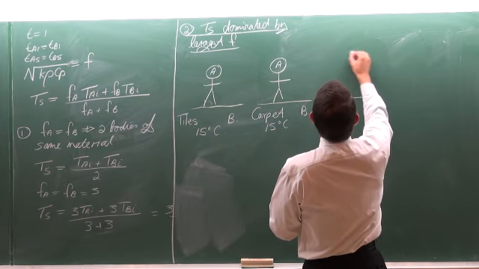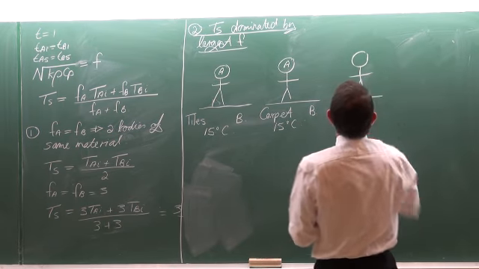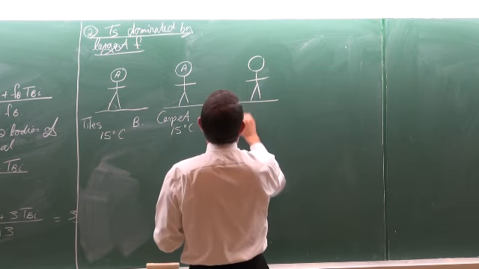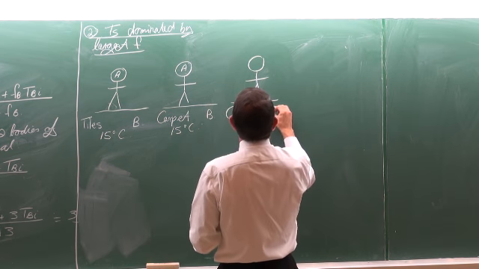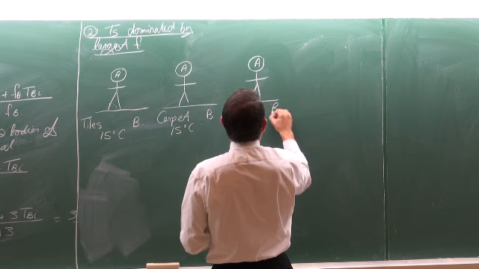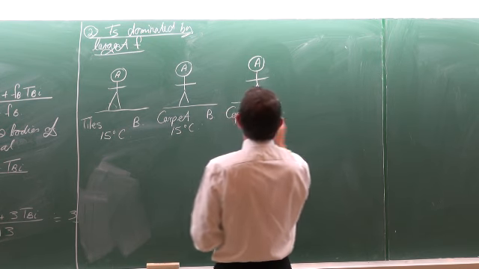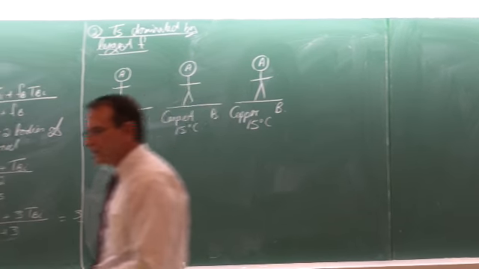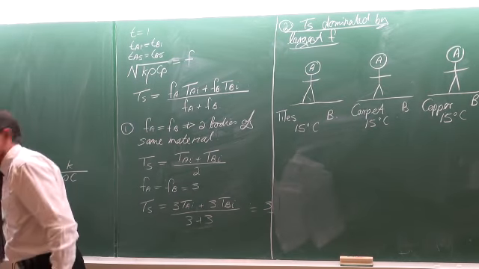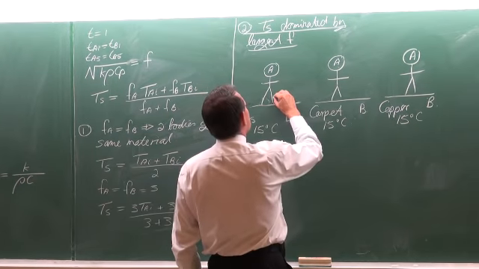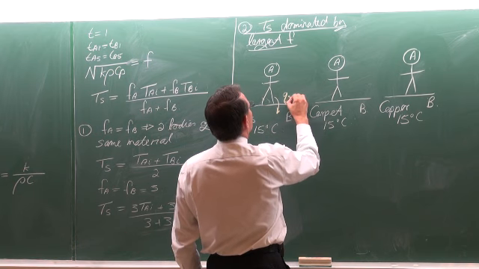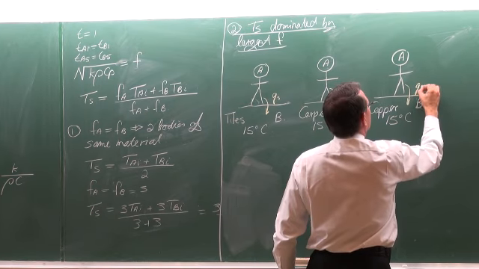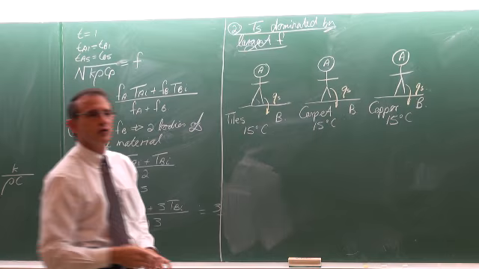Okay, the next one, some of your mates decided, no wait, they want to really wake you up, and they put a copper plate next to your bed. Okay, again, that is going to be body A, that is going to be body B, and the copper plate is also going to be at 15 degrees Celsius. In all three cases, we would also like to know what the heat flux is going to be between you and the surface.